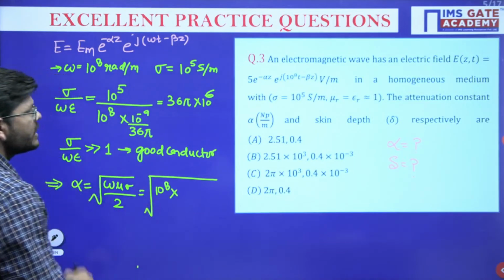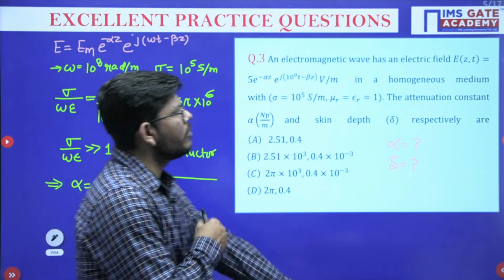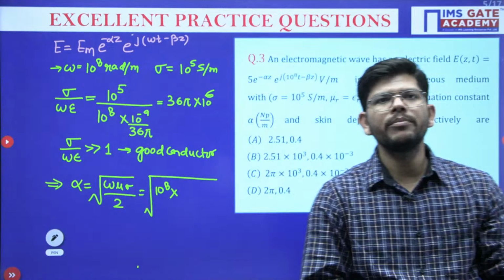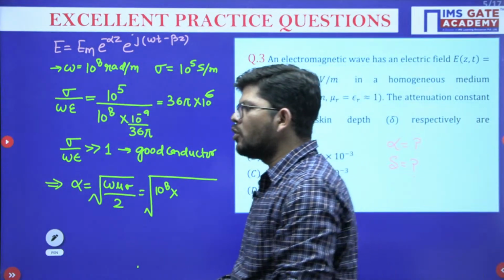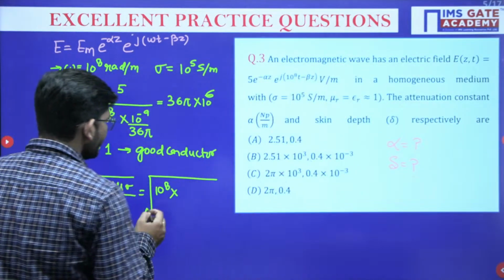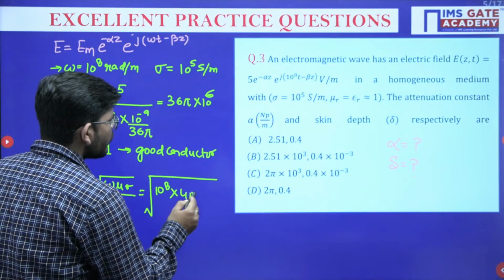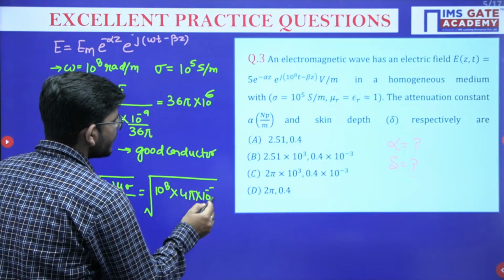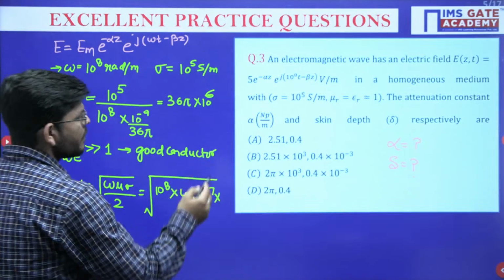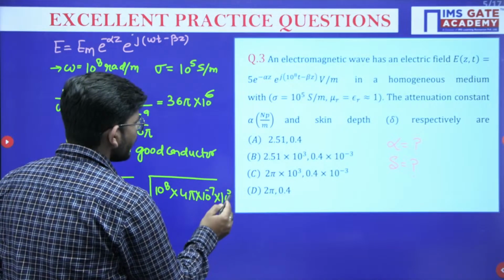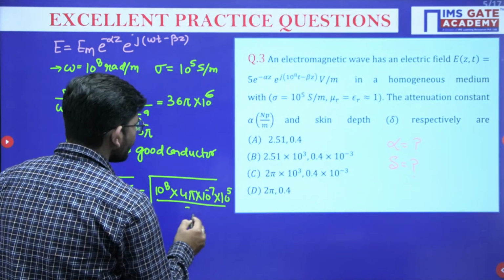Okay, omega is 10 to the power 8. Mu will be mu naught into mu r. Mu r is given as 1, and mu naught will be 4 pi into 10 to the power minus 7. So 4 pi into 10 to the power minus 7. And what is the value of sigma? It is 10 to the power 5 divided by 2.